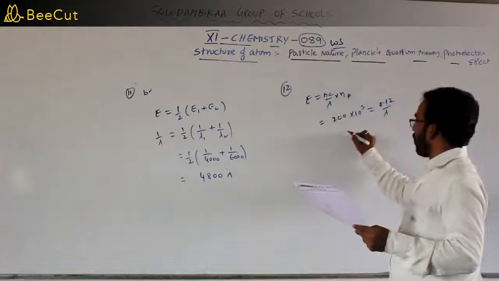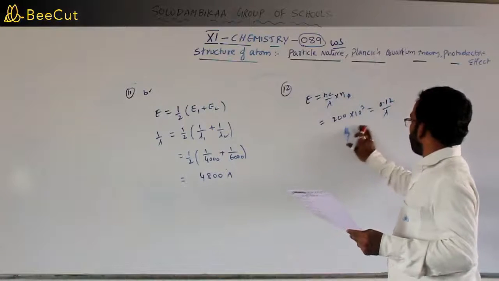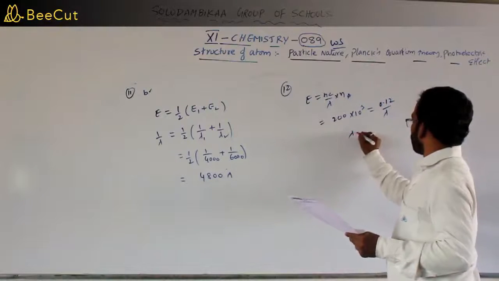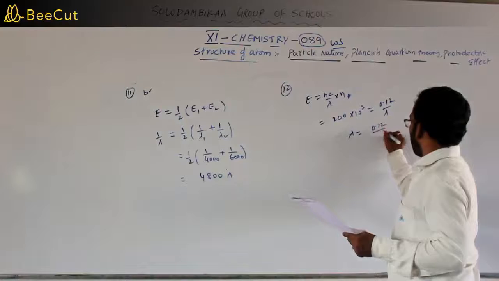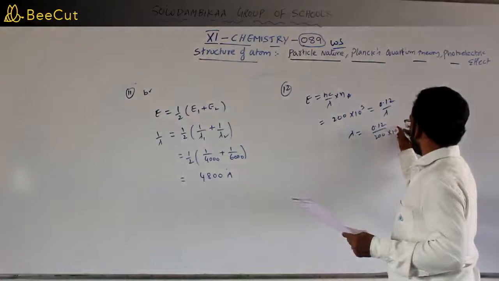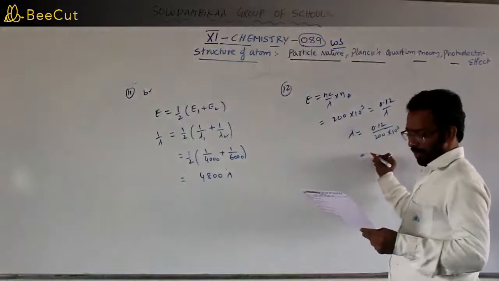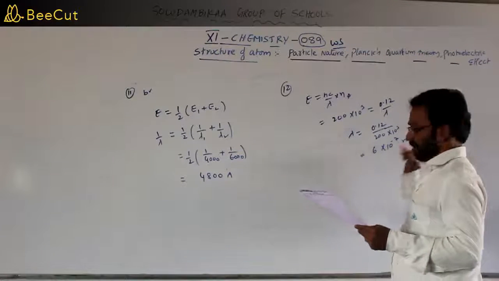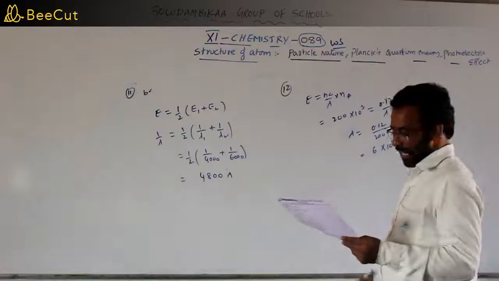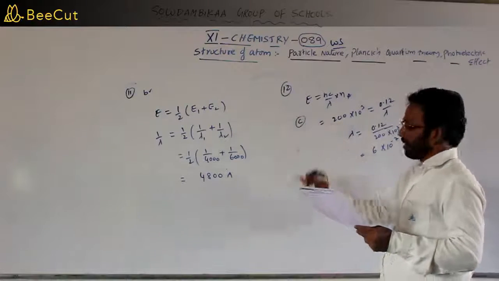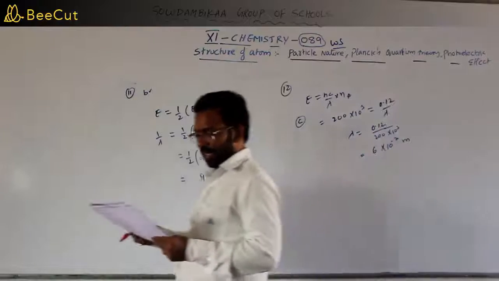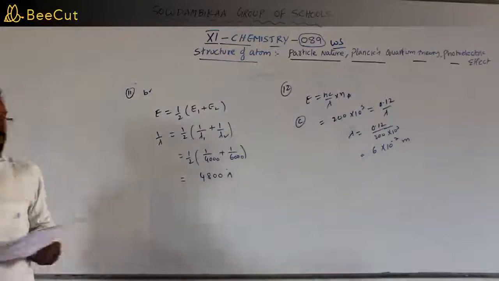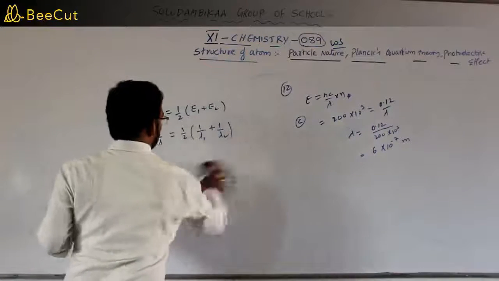So what can we get for lambda? Lambda is equal to 0.12 by 200 into 10 power 3. So the answer becomes 6 into 10 power minus 7 meters. So which option is correct? Option C is correct for question number 12. Next, question number 13.